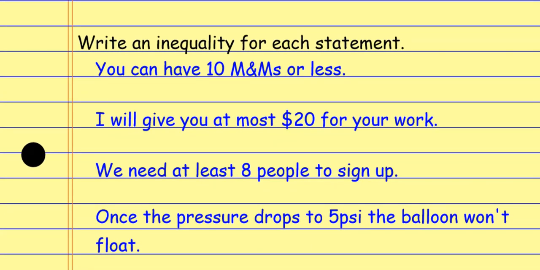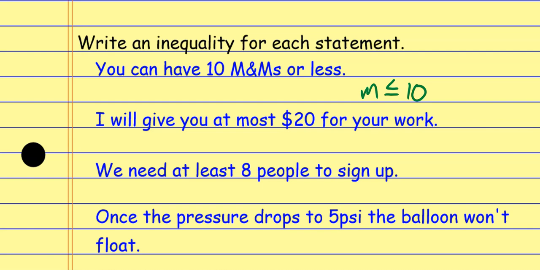So write an inequality for each statement. So this one says you can have 10 M&Ms or less. All right. So think about what that means. So I'm going to use the variable M for M&Ms. And let's think about which values I'm allowed to have for M. It says I can have 10 or less. So that means the M values can be equal to 10 or they can be smaller than 10. So I would say that M has to be less than or equal to 10. Because that's what that inequality means. It means I could have 10 or I could have less than that.